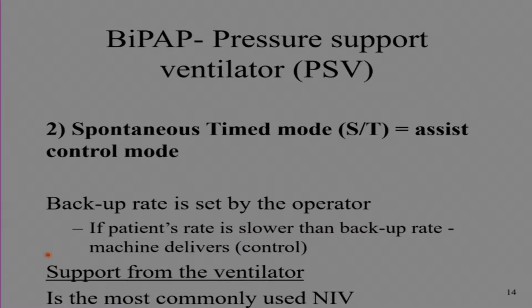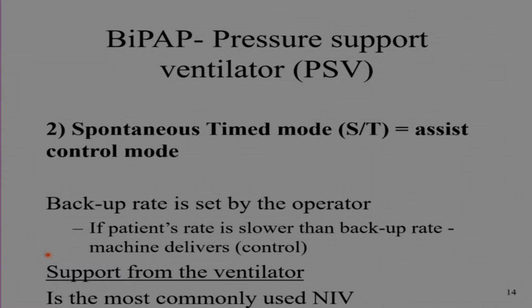The second type is a spontaneous timed mode. That is, it has the spontaneous mode that is going to support or augment the breathing of the patient every time the patient breathes, but it has also got a backup rate set by the operator. So if the breathing rate goes down below 8 or 10, if the backup rate is 10 or 8, then the machine starts to pump air. It starts to overtake the patient's breathing and control the breathing. So it's a spontaneous timed mode, it's an ST mode, and it is safer.